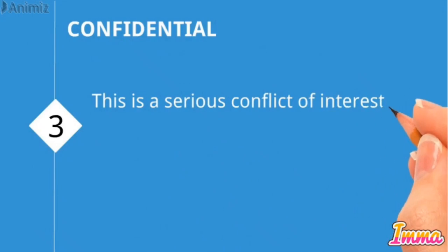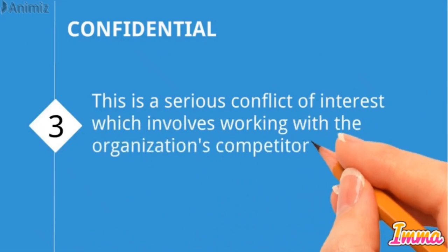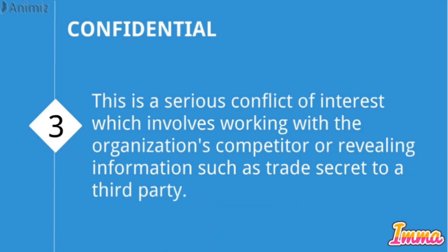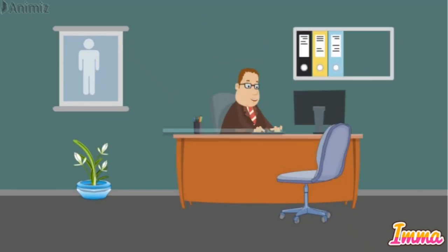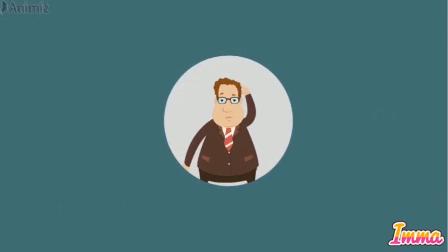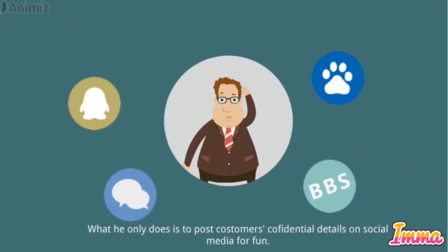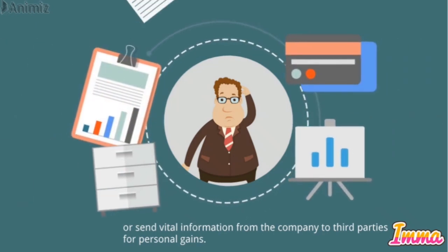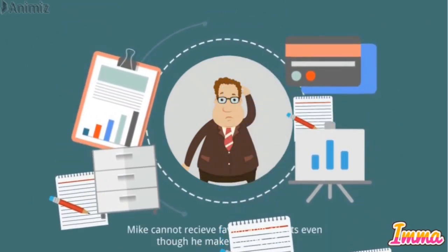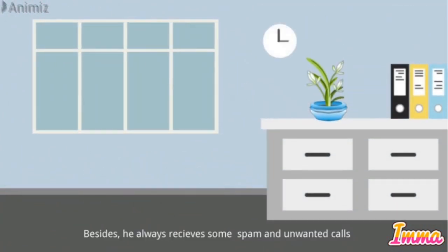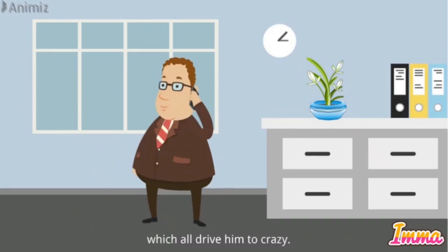Confidential. This is a serious conflict of interest which involves working with the organization's competitor or revealing information such as trade secrets to a third party. Mike is a boss of a logistics company. He does not keep his company's vital information confidential. All he does is post customers' confidential details on social media for fun, or send vital information from the company to third parties for personal gains. Mike cannot receive favorable effects even though he makes a great effort. Besides, he always receives spam and unwanted calls, which drive him crazy.